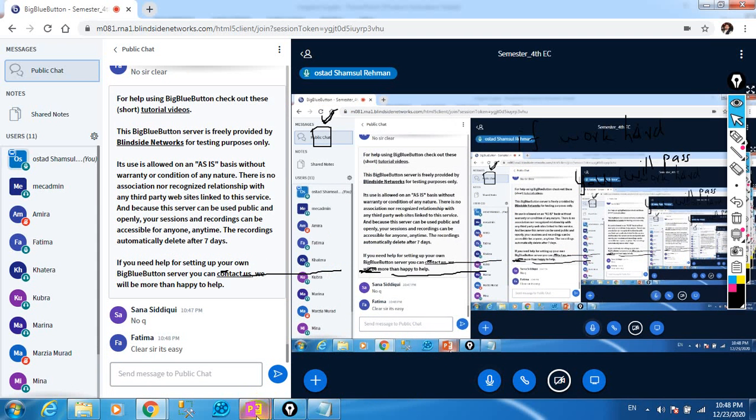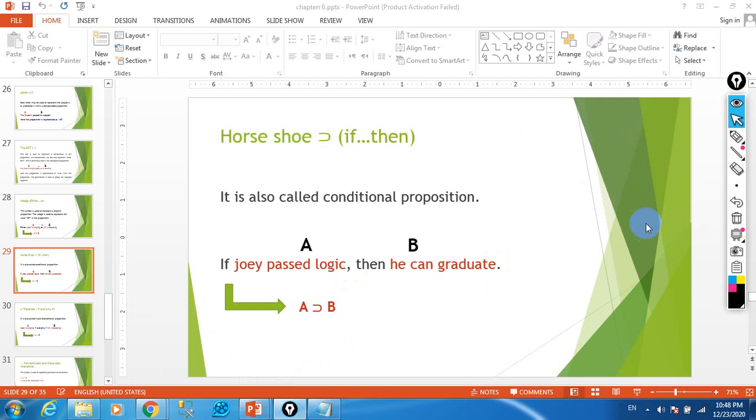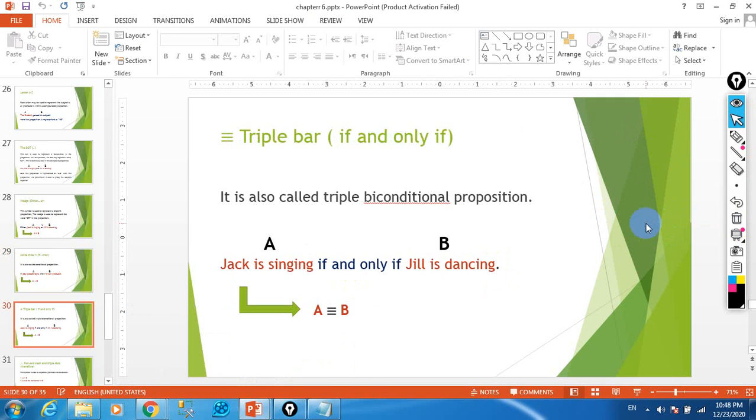Clear, sir? It's easy. Okay, the next symbol that we are using. What is the next symbol? Triple bar. If and only if. If we have a condition like "if and only if", then we use it in a conditional statement as a biconditional.